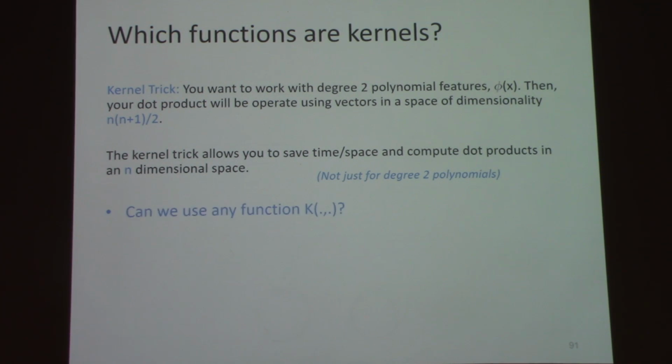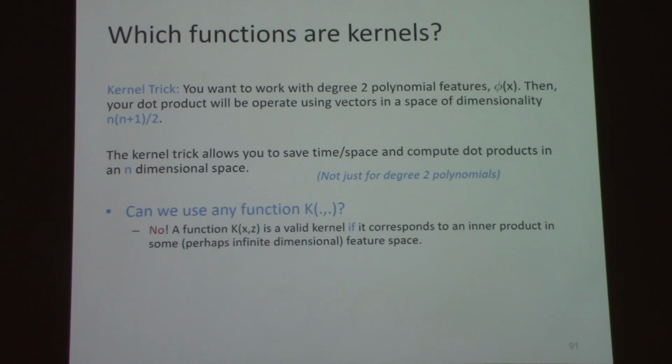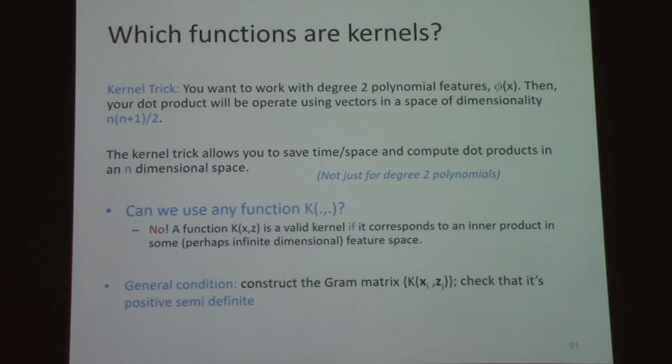It turns out that's not exactly true. Any function cannot be a kernel. A function can be a kernel only if it corresponds to a dot product in the higher dimensional space, right? So only those functions that correspond to dot products in higher dimensional spaces. In other words, if you want to prove that your function is a kernel, you need to prove to me that it's a dot product in some space.